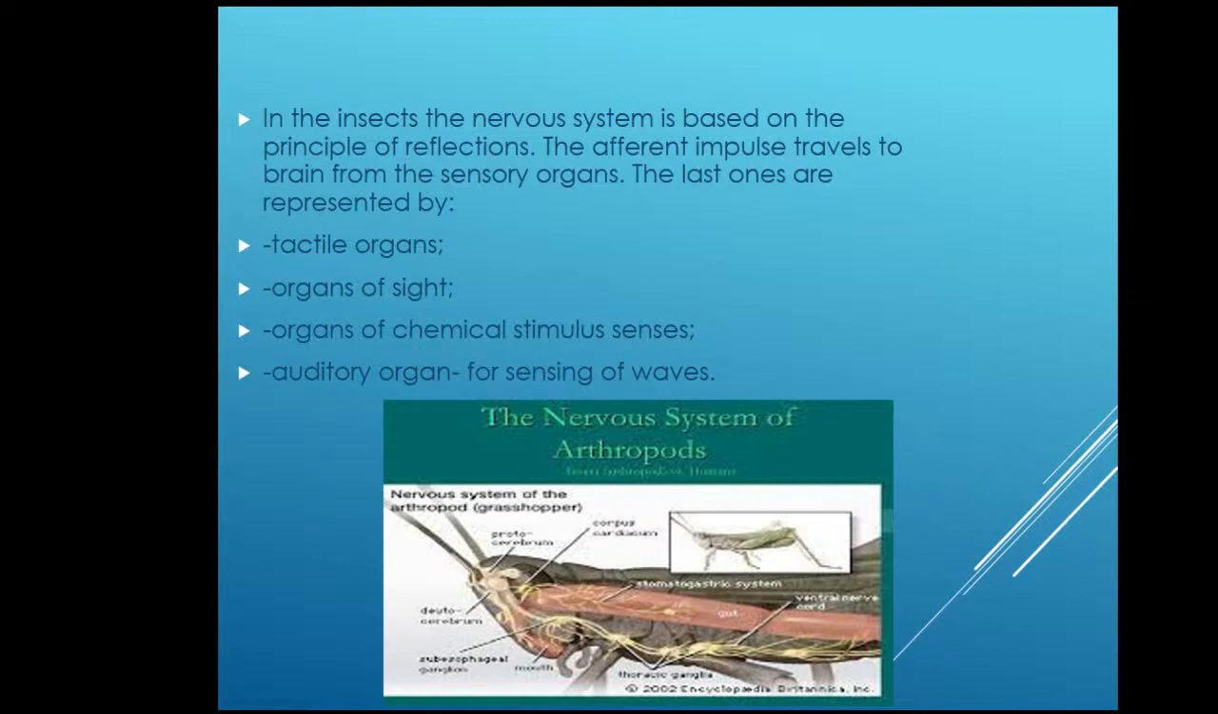In insects, the nervous system is based on the principles of reflexes. The afferent impulses move to the brain from different sensory organs. The sensory organs of insects are very varied, and they provide complex behavior and their life in the environment.